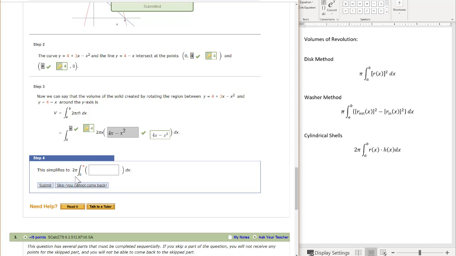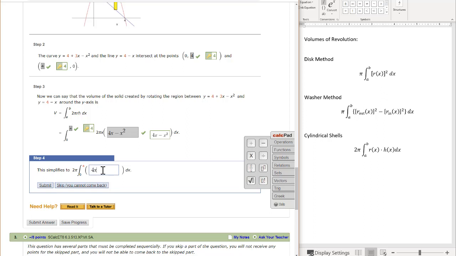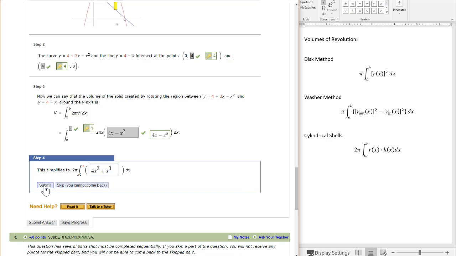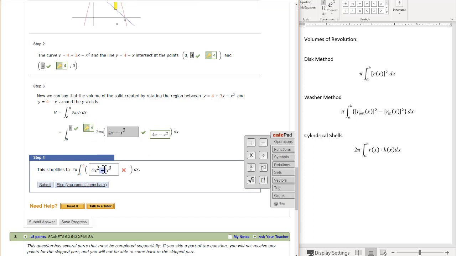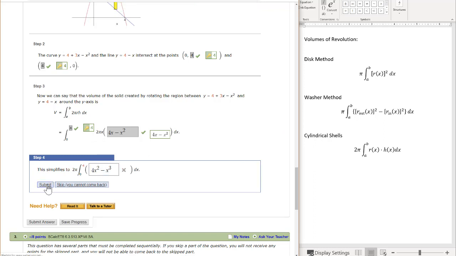And so we have the 2 pi here. That's a constant, so we can take that out. And so inside of the integral, we can distribute the x. So it's going to be 4x squared minus x cubed.